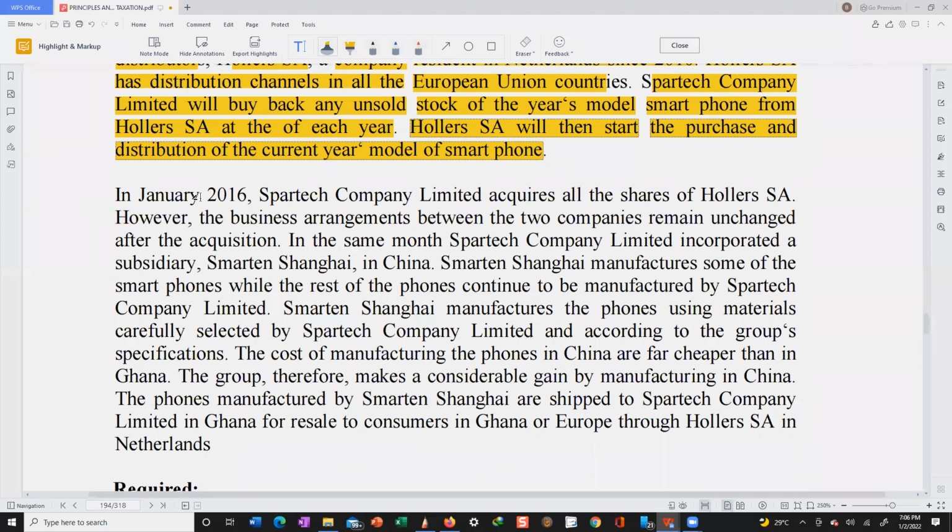Now, in January 2016, Spart Company Limited acquires all the shares of Holles SA, meaning any transaction that was going on between them, if it is still going on, then it becomes controlled in nature. However, the business arrangement between the two companies remained unchanged after the acquisition, meaning we can now identify the controlled transactions. Now, in the same month, Spart Company Limited incorporated a subsidiary, Smarten Shanghai in China.